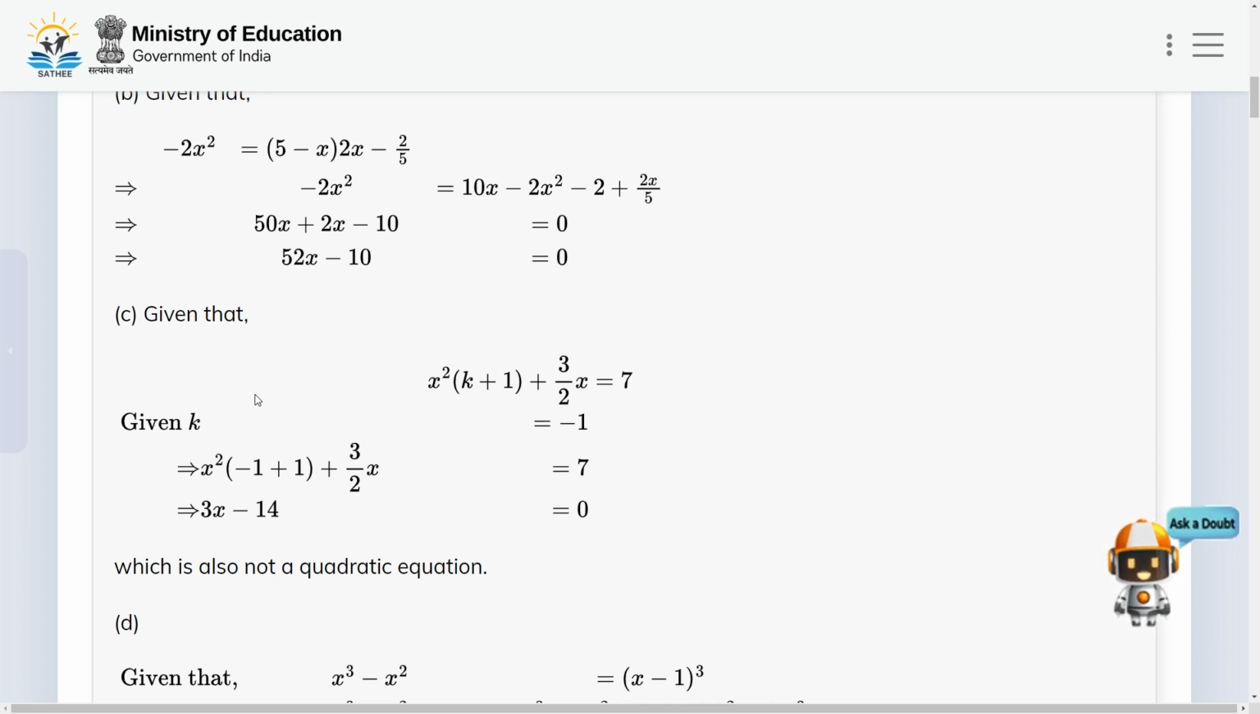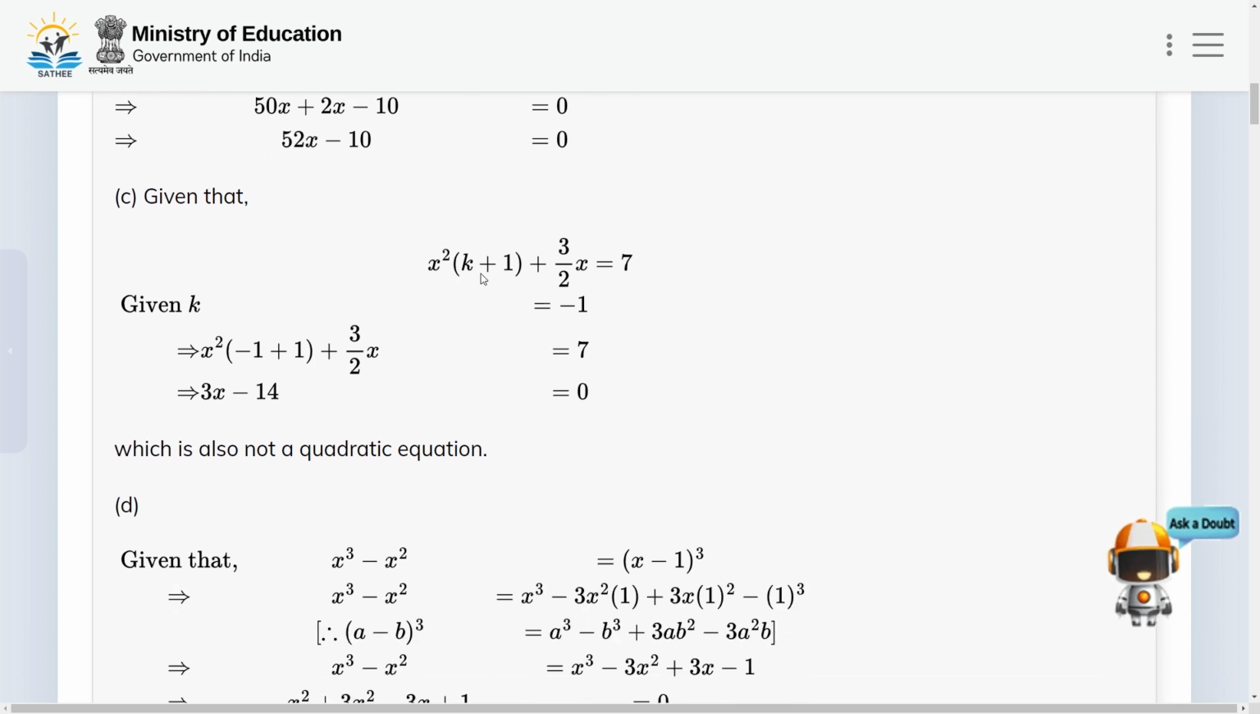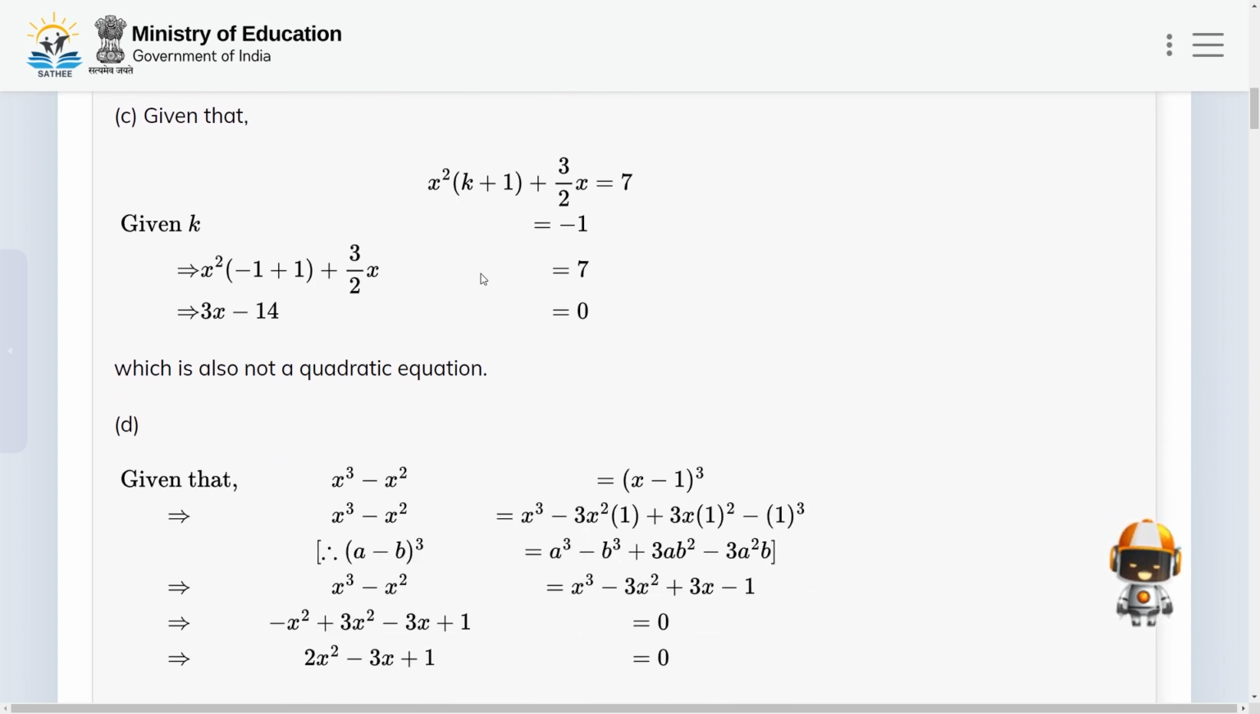Now let us move to option D. In option D, we are given that x cube minus x square is equal to (x minus 1) whole cube. Here we can expand the right hand side, (x minus 1) whole cube, as x cube minus 3x square times 1 plus 3x times 1 square minus 1 cube. Basically, we use the identity (x minus y) whole cube equals x cube minus 3x square y plus 3xy square minus y cube.